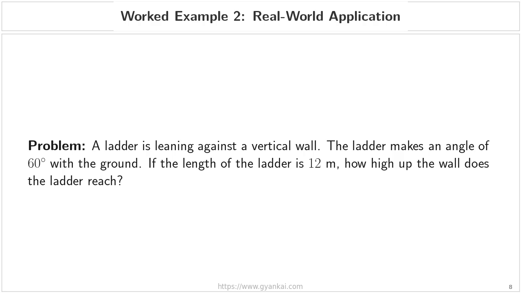Now that we have mastered the geometric approach in our first example, let's transition from abstract triangles to a real-world application. Take a look at this problem on slide 8. Imagine a ladder leaning against a vertical wall. We are told that the ladder makes an angle of 60 degrees with the ground, and the total length of the ladder is 12 meters. Our goal here is to determine the height. Specifically, how far up the wall does the ladder reach? As we move to the next slide, we will break this scenario down into a right-angled triangle so we can apply the trigonometric strategy we just learned.